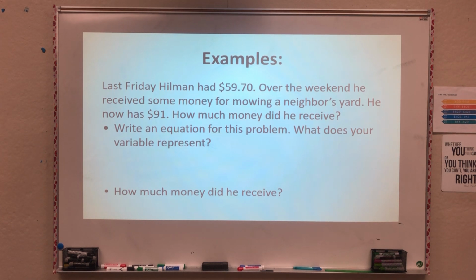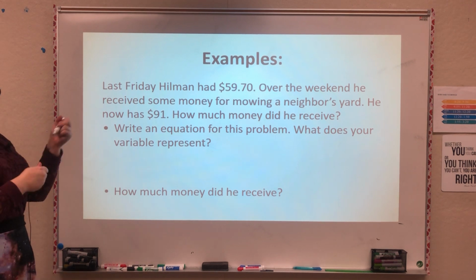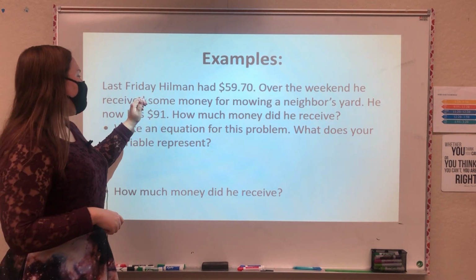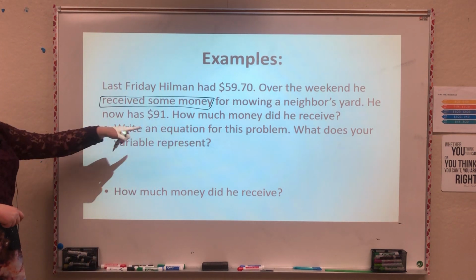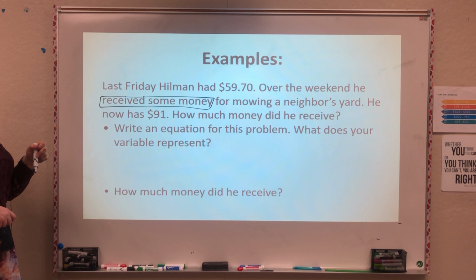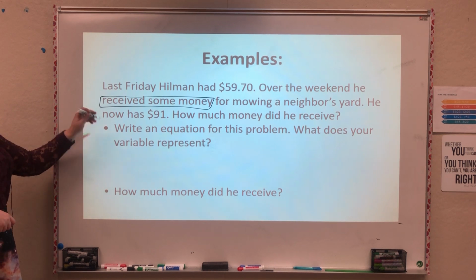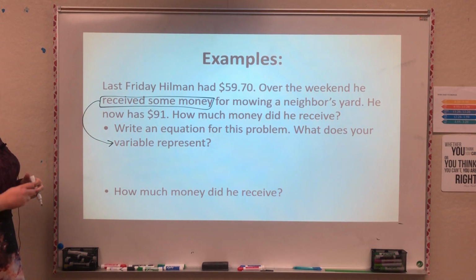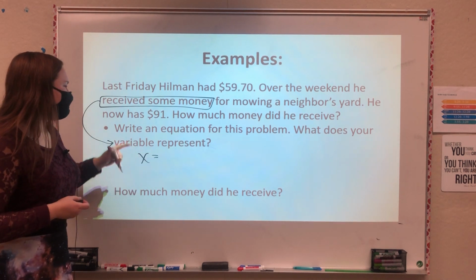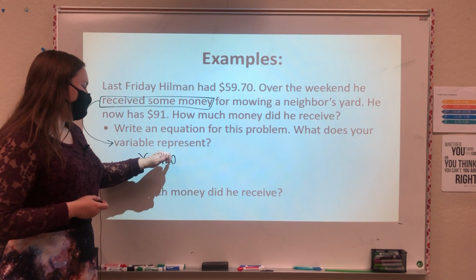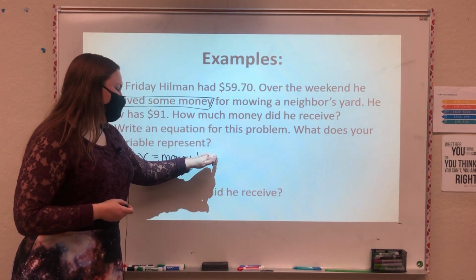He had $59.70. So that's the money he had. So he received some money. The money is unknown. Oh, so you've already figured out. I heard you say the unknown. So that money he received, you said is unknown. Yeah. What does that mean for our equation? The variable. Yeah, you figured out that variable. What letter do you want to use for it? X. Sure. So we can say X.